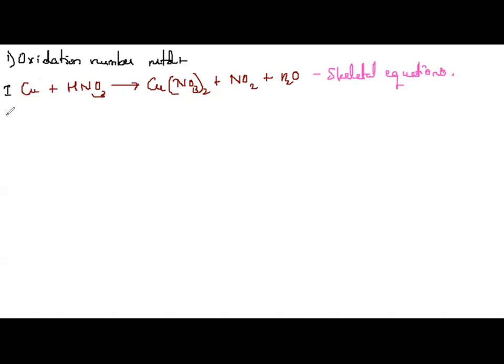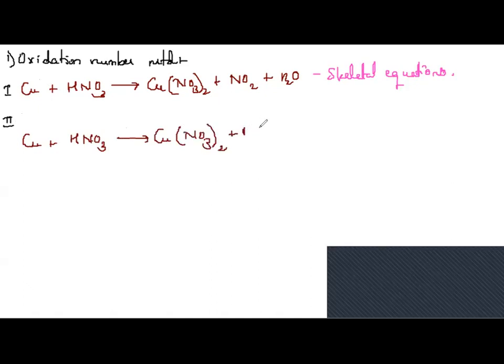Write down the skeletal equation. Step 2 says that you assign the oxidation numbers to the atoms in the equation. Assign the oxidation numbers. I will write the equation once again and then we will assign. Cu plus HNO3 gives Cu(NO3)2 plus NO2 plus H2O.